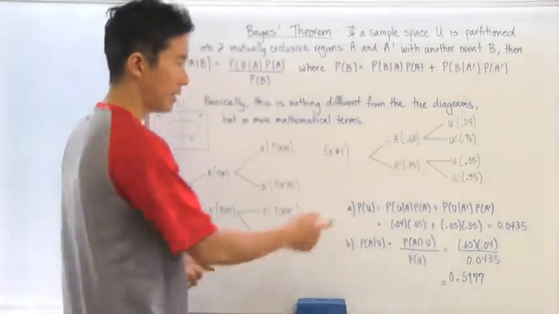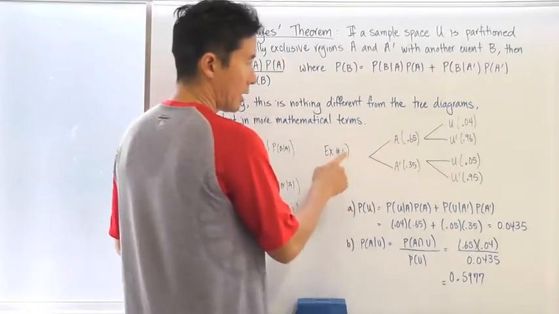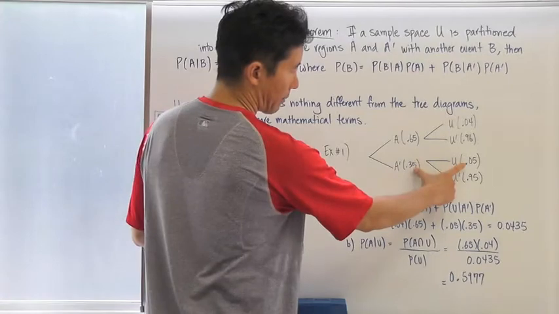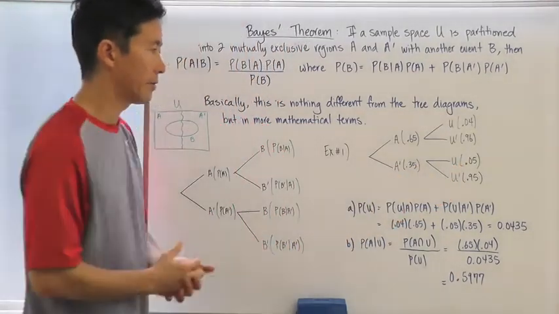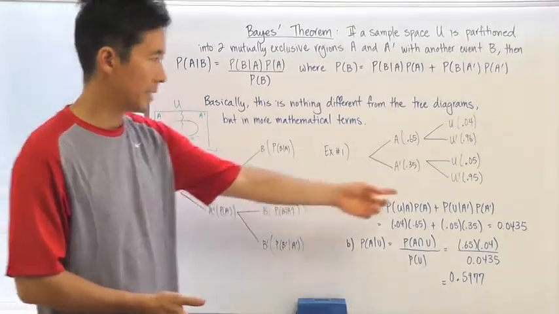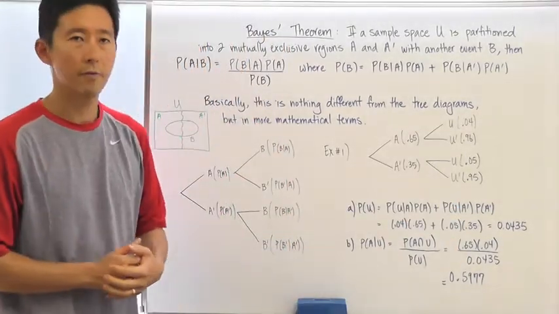In order to do that, I just multiply those two probabilities together, plus those two probabilities together, and I know for a fact that that's going to be the probability of the cup being underfilled, which in this case is 0.0435.